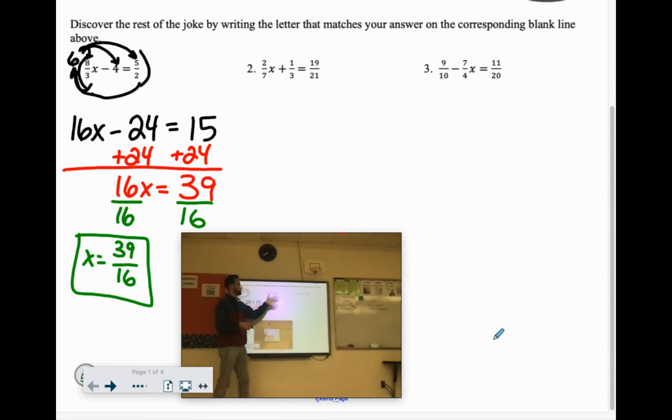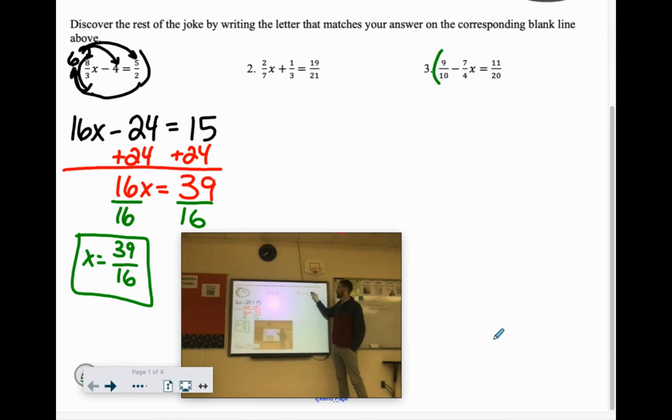So let's try number 3. Again, it's a two-step equation after we clear the fractions. We have 10, 4, and 20. So we need a number that all of those go into. You could multiply them all together. 4 times 10 is 40, times 20 is 800. You could use 800, but they all go into 20. So we're just going to be working with much smaller numbers if we use 20.